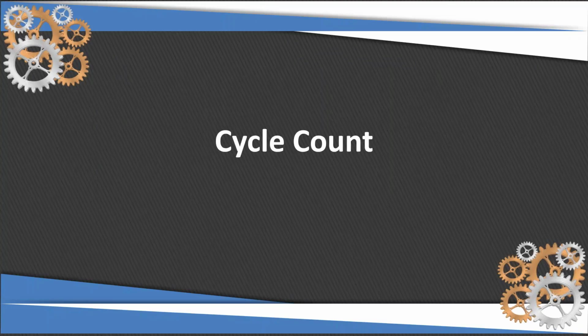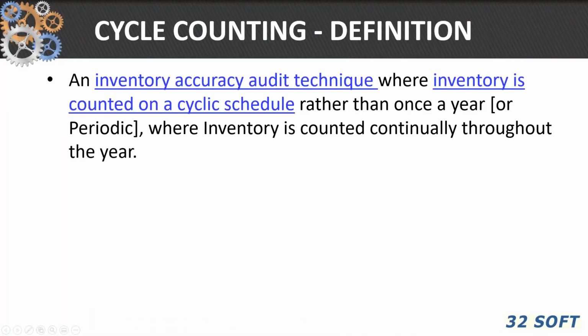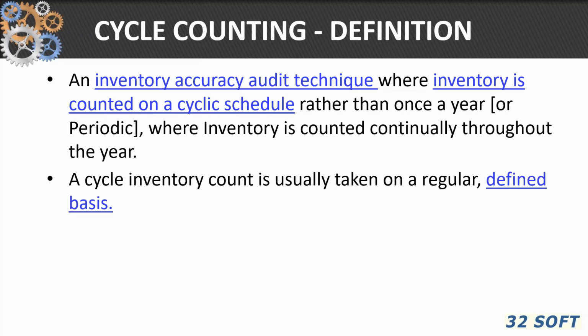So now that we understand a little bit about the perpetual record, let's talk just a bit about cycle counting. What is the definition of cycle counting? It's an inventory accuracy audit technique where inventory is counted on a cyclical basis throughout the year. It's defined and the count is regulated by certain criteria, and we'll talk about those criteria in just a second.